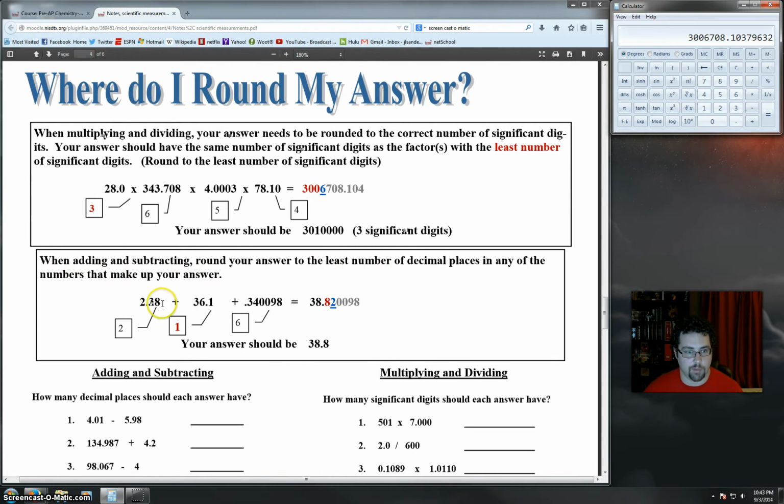So, for example, if I'm adding these 3 numbers, you're just looking at the decimal places. I'm not looking at all the significant figures, just the number of decimal places. So in this one, 2.38, there's 2 decimal places. 36.1 has 1 decimal place.